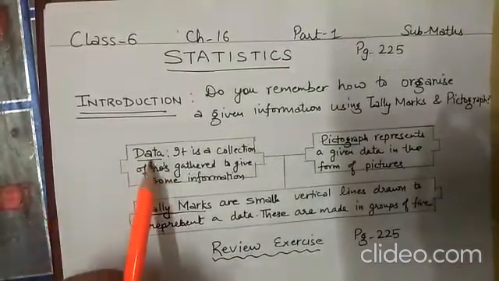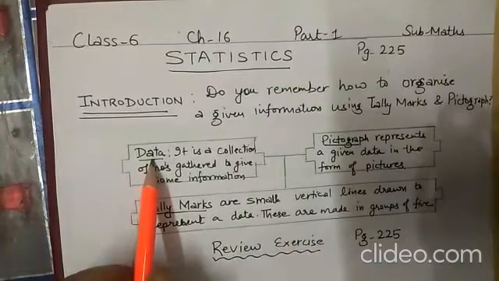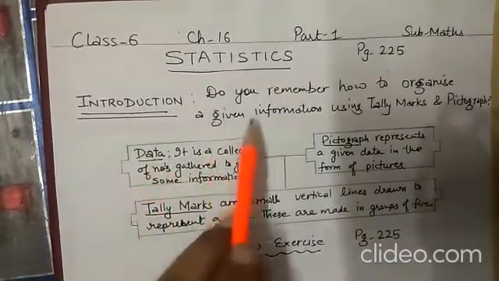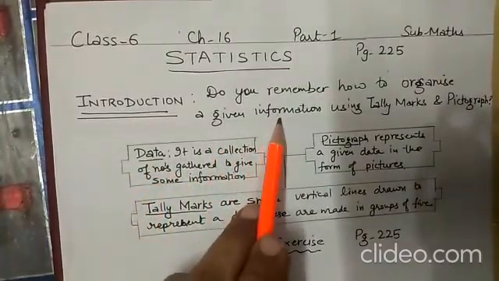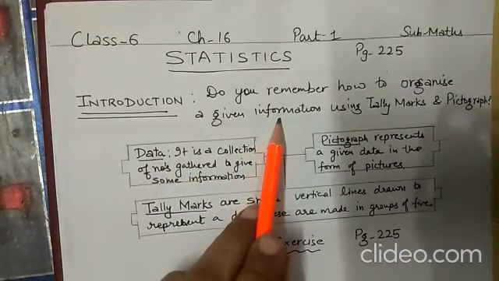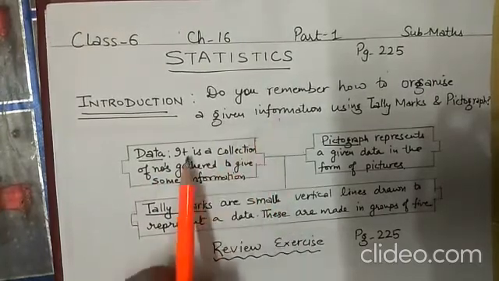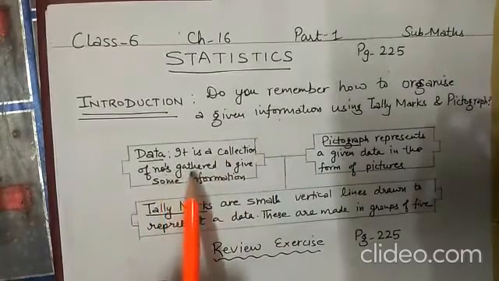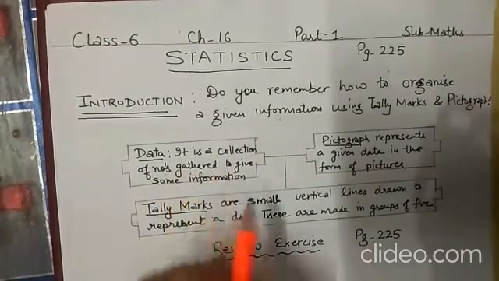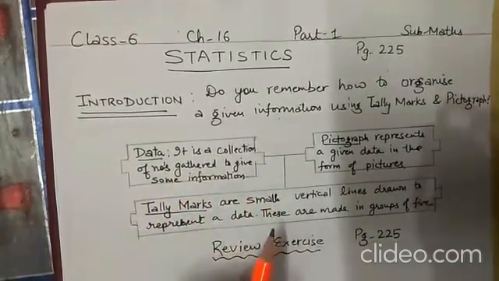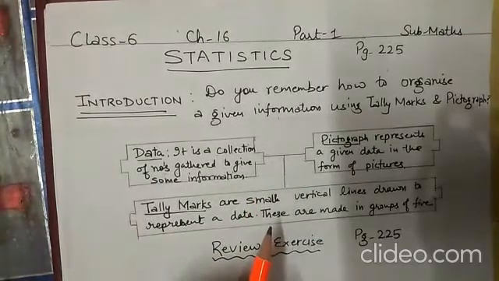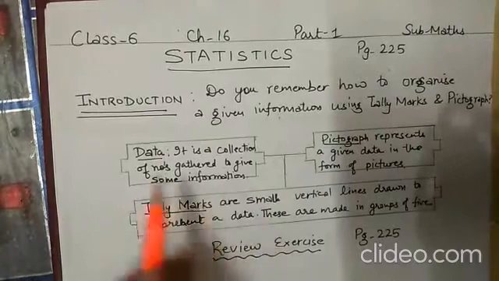Let us first discuss what is data. I said how to organize the given information. That information is known as data. Okay, that is the collection of numbers gathered to give some information. Like a teacher took a test in the class and she made a list of those numbers. That information is known as data.